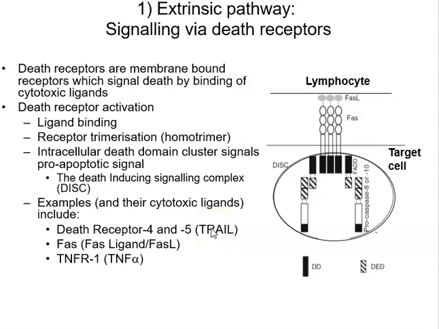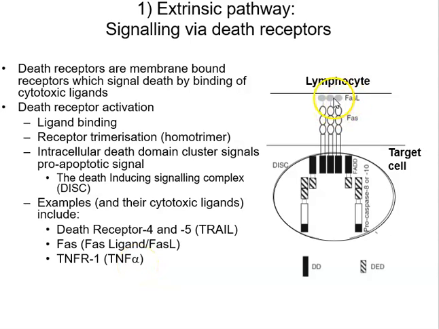So first we're going to concentrate on the death receptor complex. This is the diagram that you've just seen, but in a bit more detail. Here's a lymphocyte expressing Fas ligand. That is a death ligand, and other death ligands exist. So death receptor 4 and death receptor 5 are receptors which will bind the death ligand TRAIL, the TNF related apoptosis inducing ligand. Fas is the receptor for Fas ligand, and TNF receptor 1 is the receptor for tumour necrosis factor alpha.